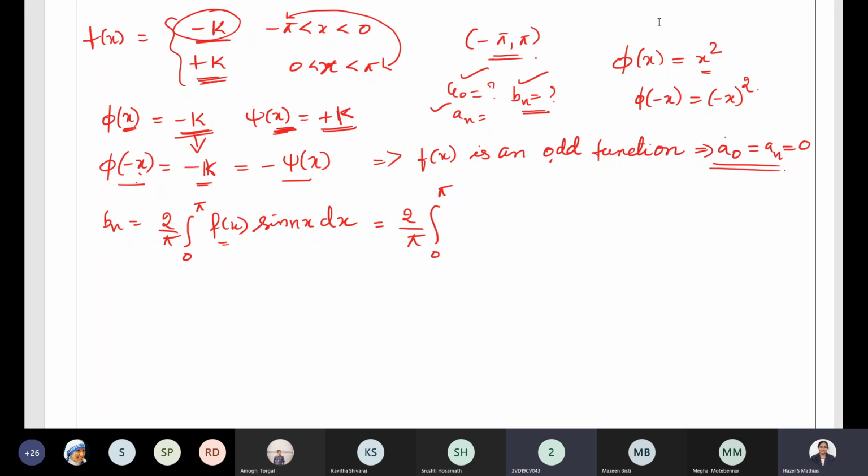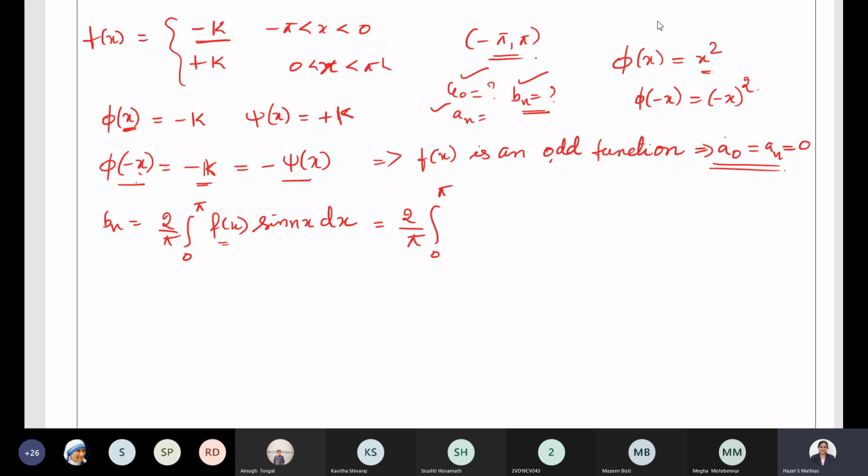What is f of x? Ma'am, your screen is not visible. To everybody or only to you? What about others? Visible, ma'am. Okay, okay. Just check your internet connection. Log in once again. You might have some internet connectivity problem. Check now.